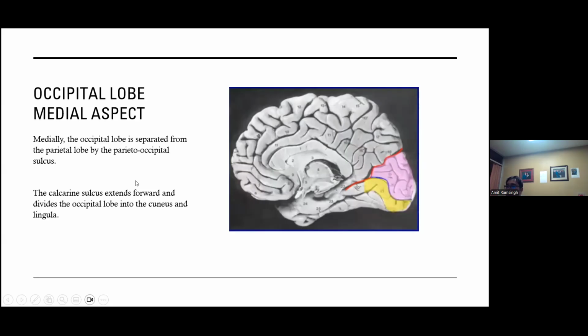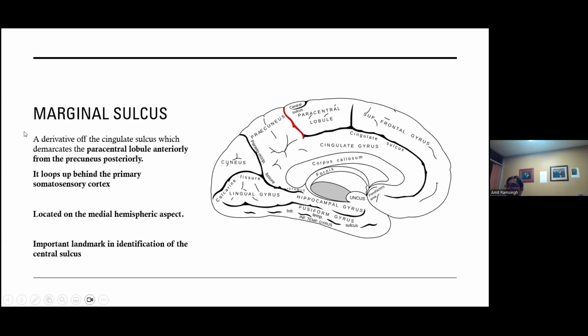We have the presence of the calcarine sulcus or fissure, which extends forward and essentially divides the occipital lobe into the cuneus and the lingula. Cuneus in purple, lingula in yellow. So we also have to talk a little bit about the marginal sulcus. It's a derivative of the cingulate sulcus, and it basically demarcates the paracentral lobule anteriorly from the precuneus posteriorly. So basically, it would separate this area from that area.